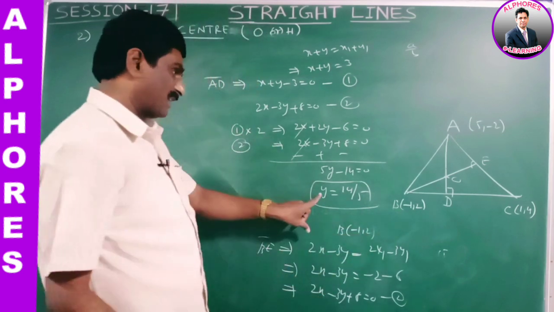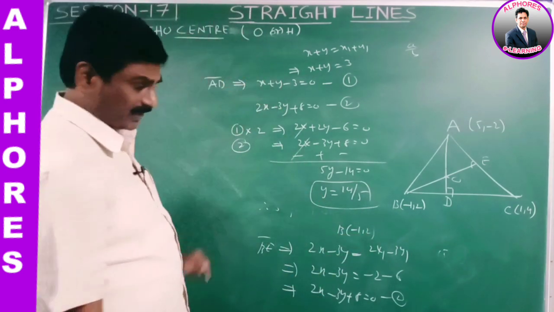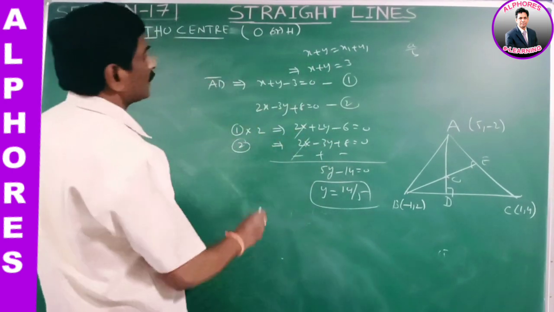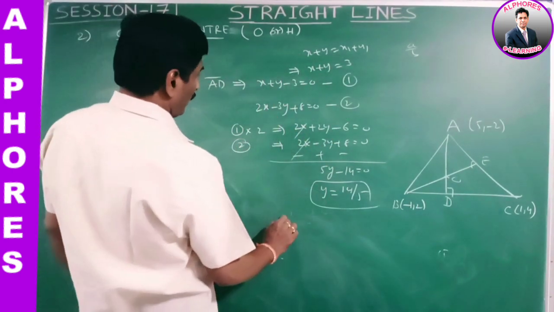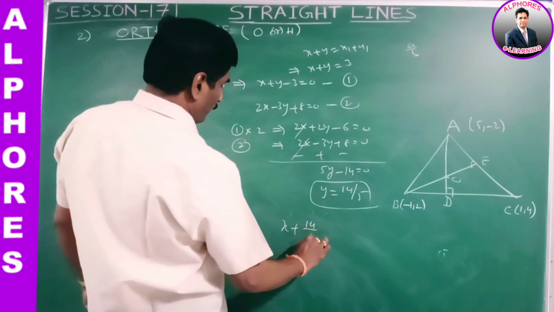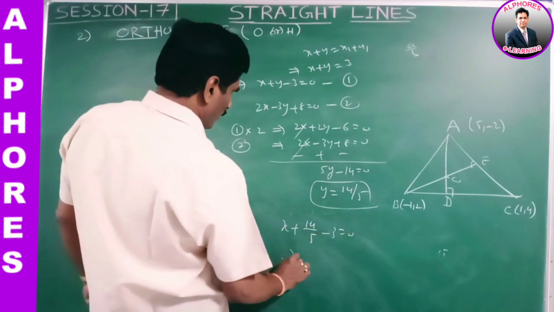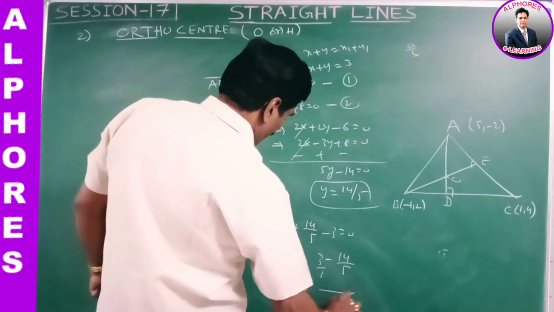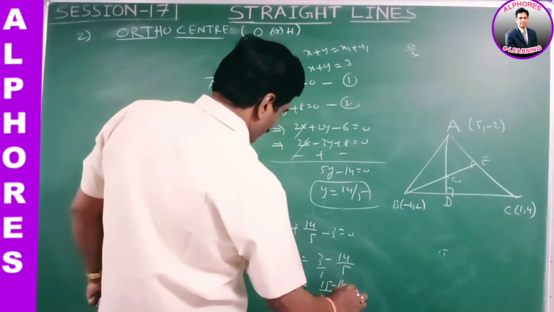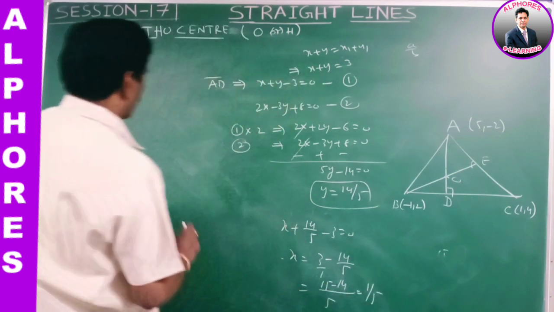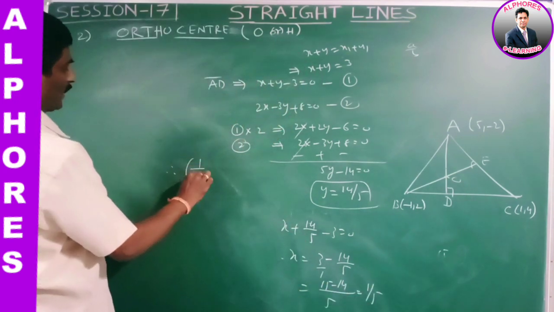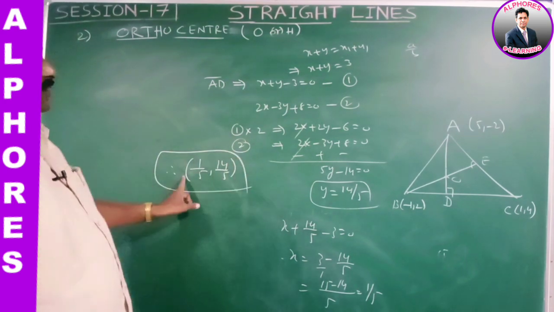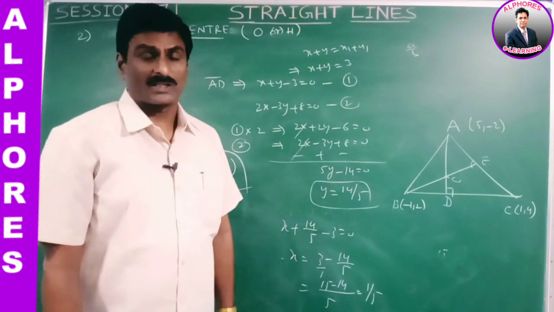By substituting the value y is equal to 14 by 5 in equation 1, we get x. x plus 14 by 5 minus 3 is equal to 0. What is the value of x? 3 minus 14 by 5. That means 5 is the LCM, 15 minus 14, that is equal to 1 by 5. Therefore, the point of intersection is 1 by 5 comma 14 by 5. This point of intersection is nothing but the orthocenter of triangle ABC. Please note this point.